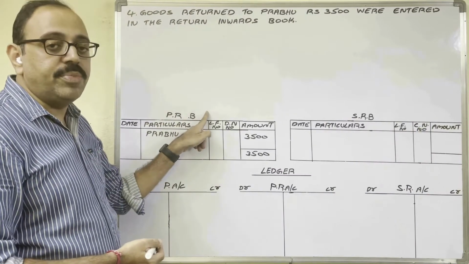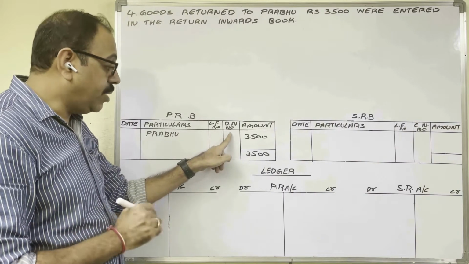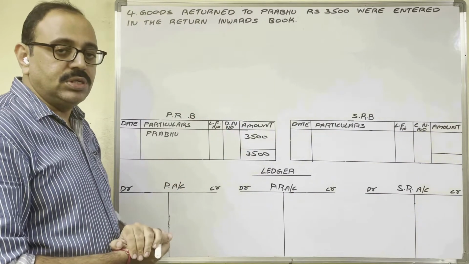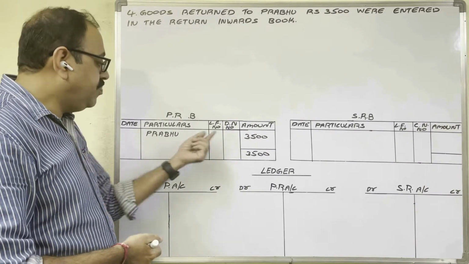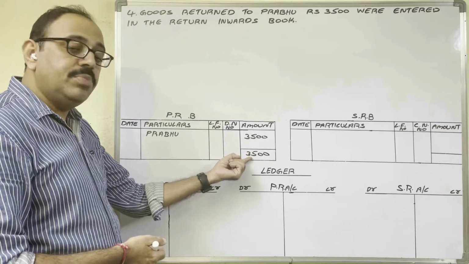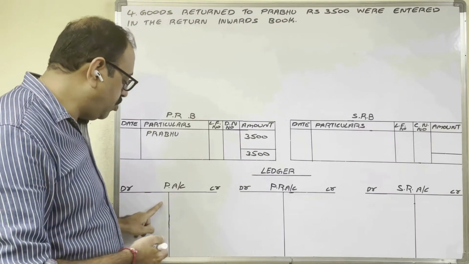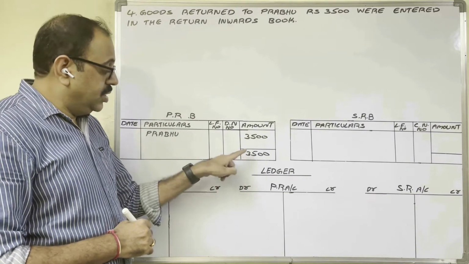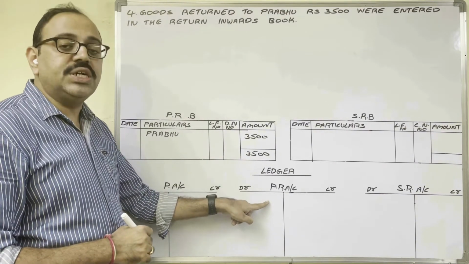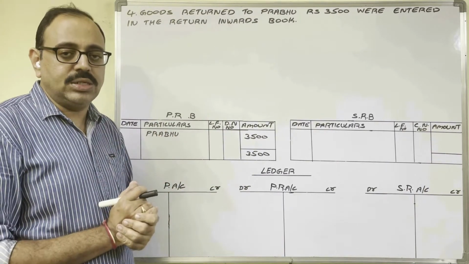The purchase returns book format is date, particulars, ledger folio number, debit note number and amount. Assume this is the only transaction. Supplier's name, amount, and total will be the same. In the ledger, we should post this amount in Prabhu account and in purchase returns account. The total we should post in purchase returns account. Which side? Purchase account shows a debit balance.